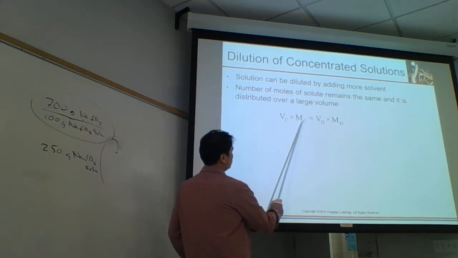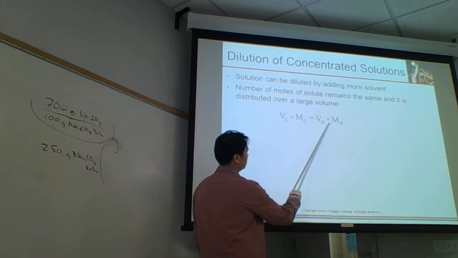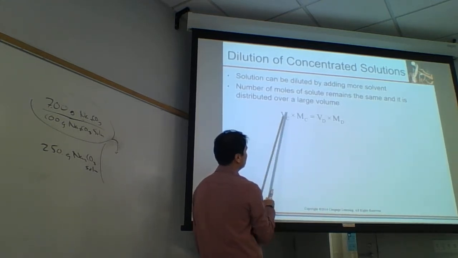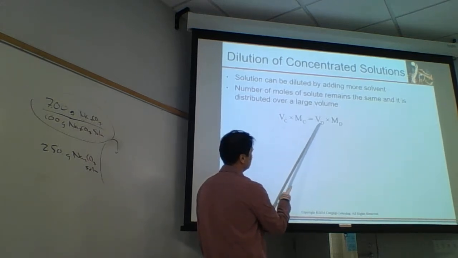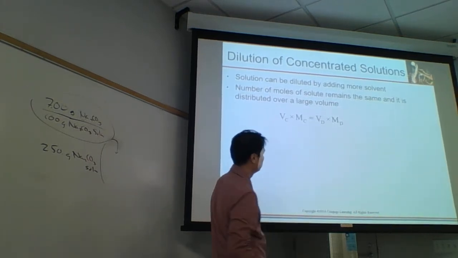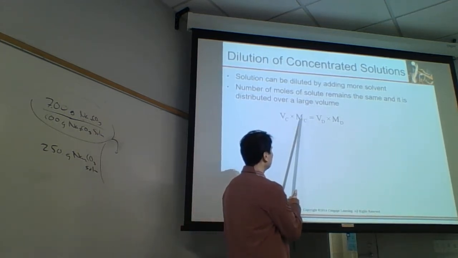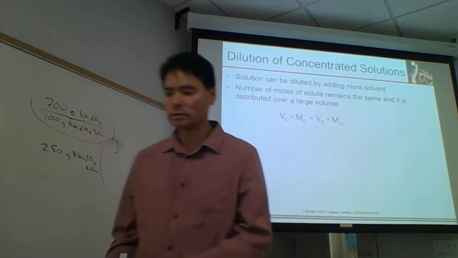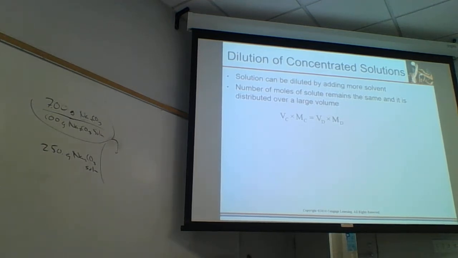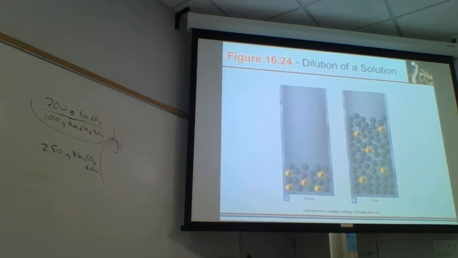The liters times moles per liter gives us moles. The moles in the concentrated is equal to the moles in the dilute. In other words, the volume of the concentrated times the molarity of the concentrated is equal to the volume of the dilute times the molarity of the dilute. I just call this V1M1 equals V2M2, where 2 is the dilute and 1 is the concentrated. So we can do the calculation based on the dilution factor.